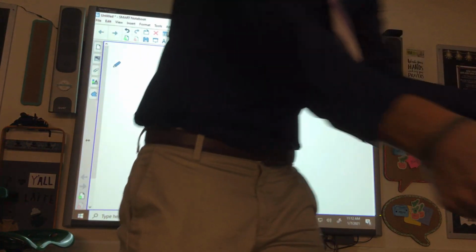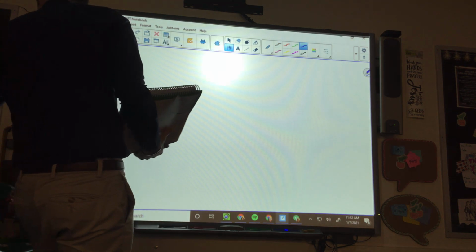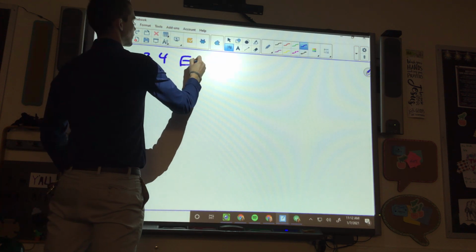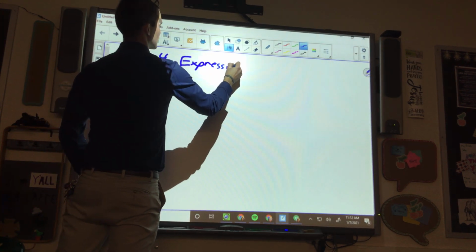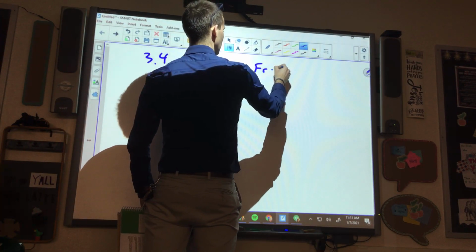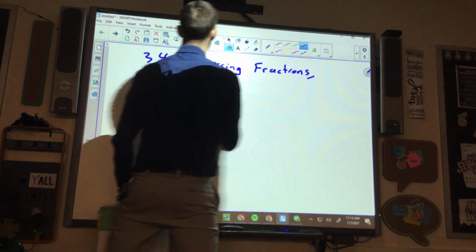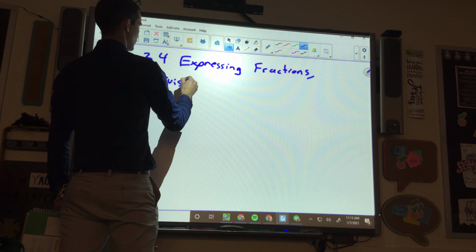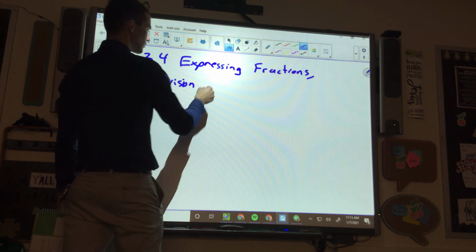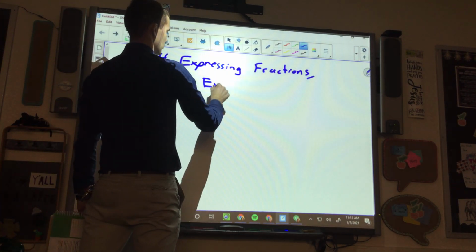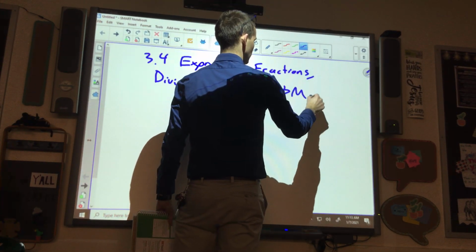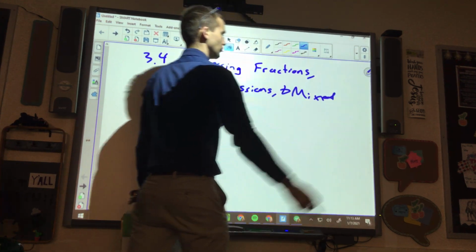Okay, we're on page 137, 138. I don't want that in my way. So we're doing 3.4, expressing fractions, division expressions. Division expressions in mixed numbers as decimals. Division what? Expressions in mixed numbers as decimals. And remember, if I'm writing on the board, you should be writing in your notes.